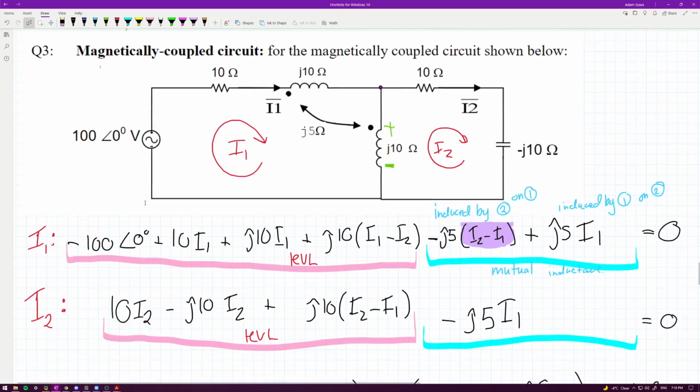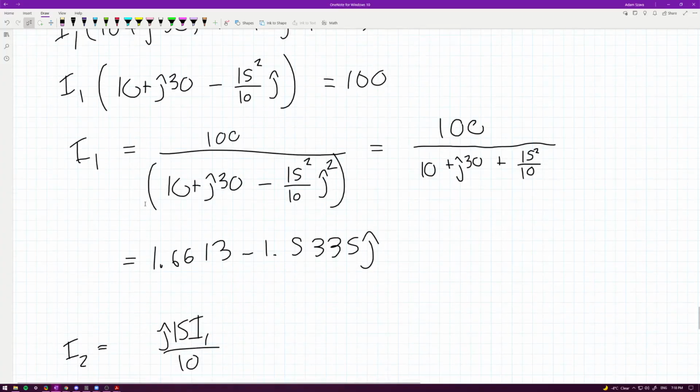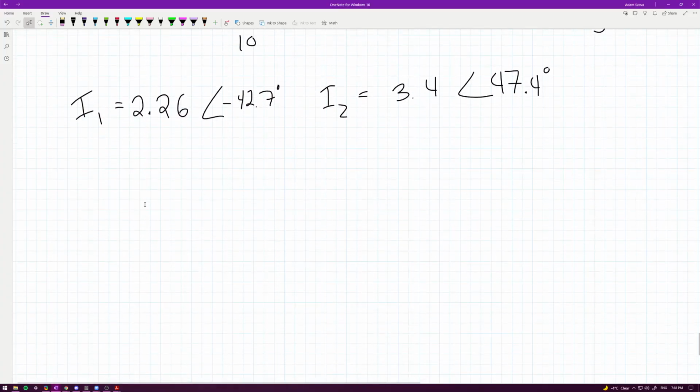So hopefully everybody is okay with this. If there's any questions, let me know. Otherwise, I will move on to the three-phase circuit. Okay, sounds like we're good.